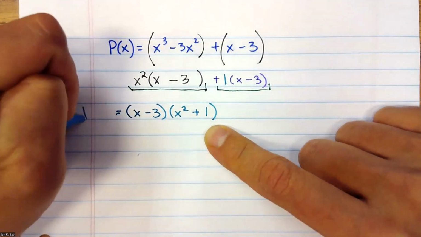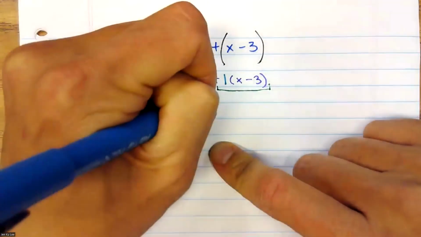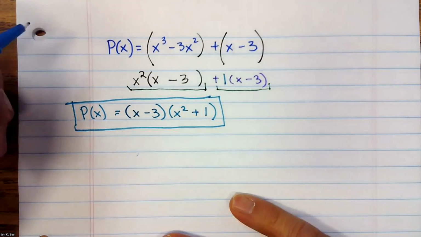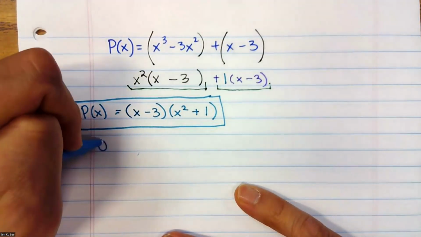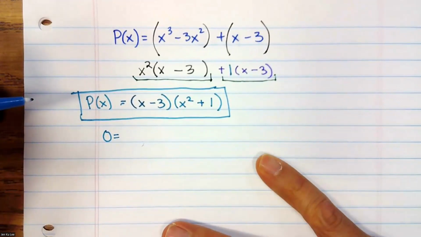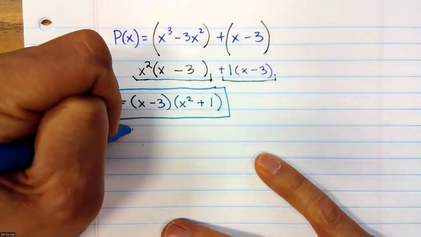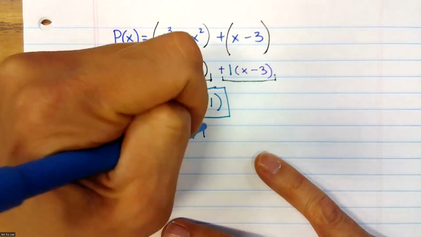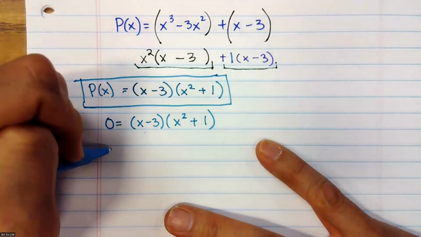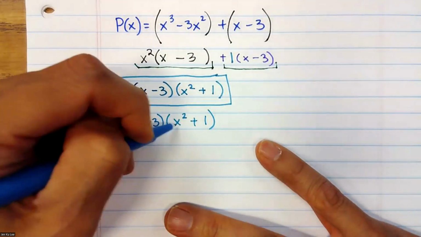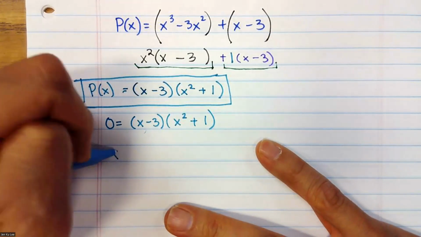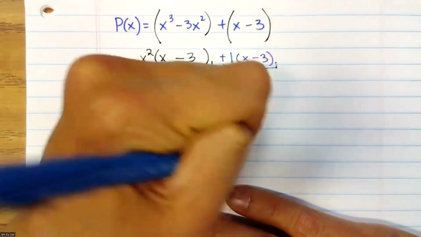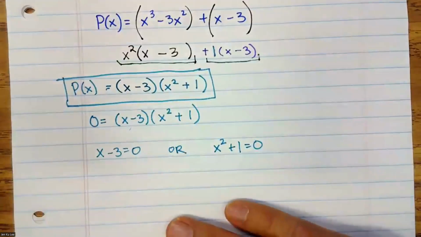Okay, so I can put p of x equals that. So I'm good, right? Now, the next part is to find the zeros. So I'm going to make p of x equal to 0. So x minus 3 times x squared plus 1. If the product of these two terms equals 0, then I know x minus 3 equals 0, or x squared plus 1 equals 0, right?